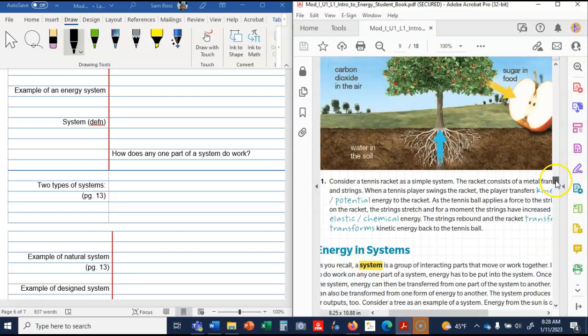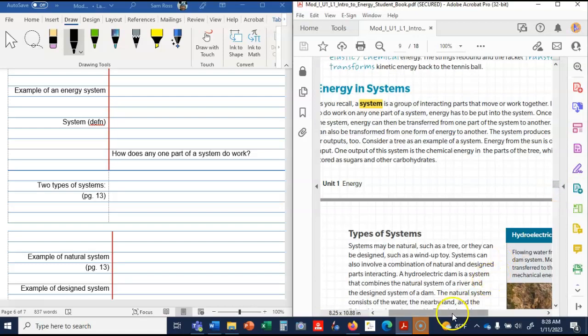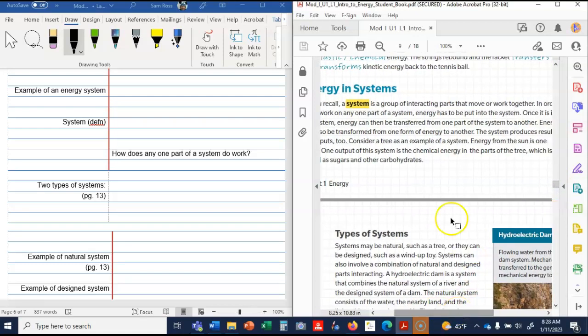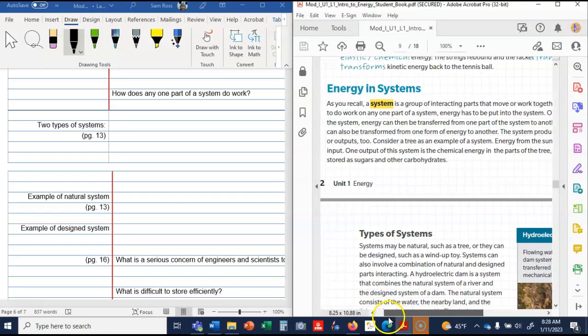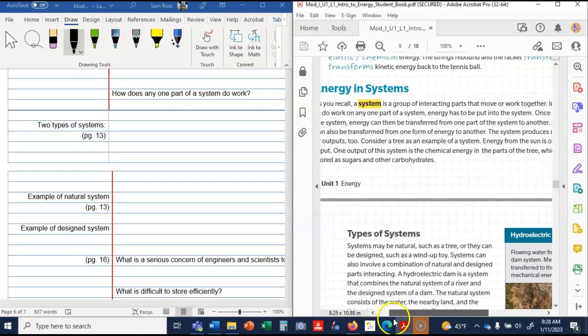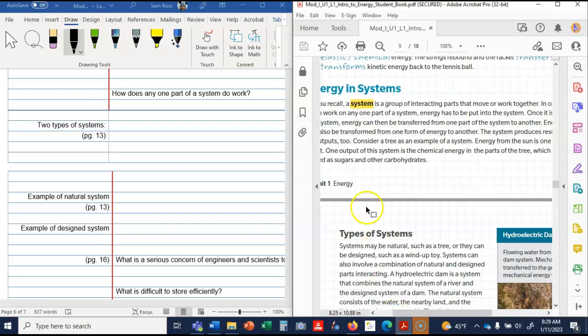And then it has, what is the definition of a system? Oh, here we go. A system is a group of interacting parts that move or work together. How does any one part of a system work? In order to do work, any one part of a system, the energy must be put into the system.